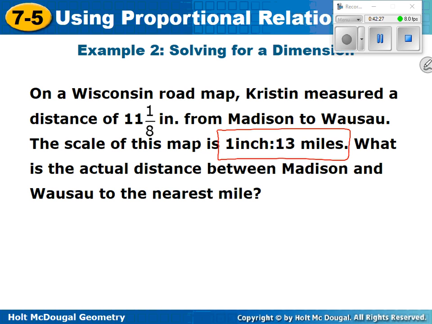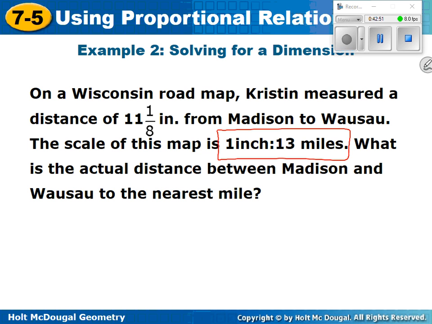Yes. All right. So we are trying to figure this information out. Again, I want to make sure you're with me. This is saying that the scale is for every inch on the map represents 13 miles in real life. So on her map, she physically measures the distance between the 2 cities and gets 11 1/8 inches. So she's trying to figure out how many miles she has to drive.